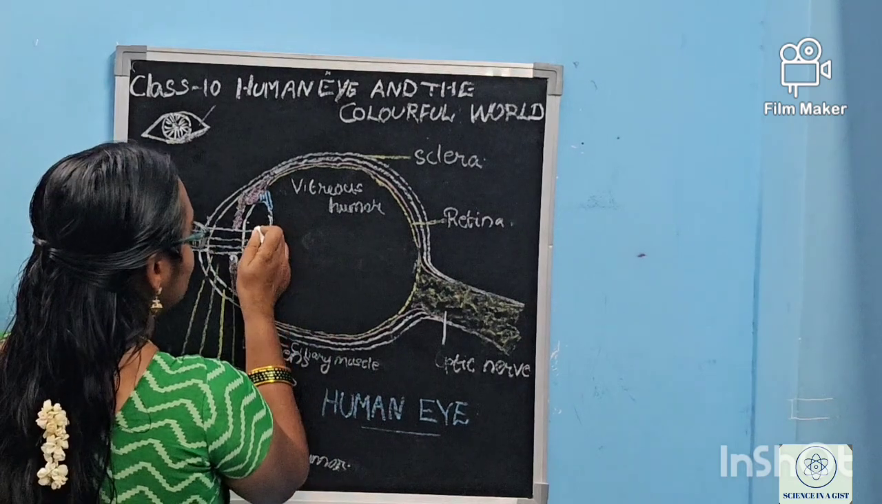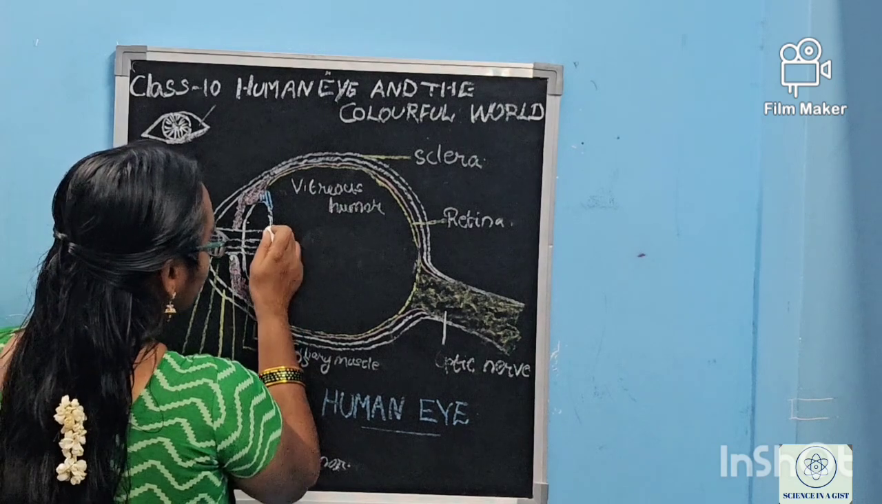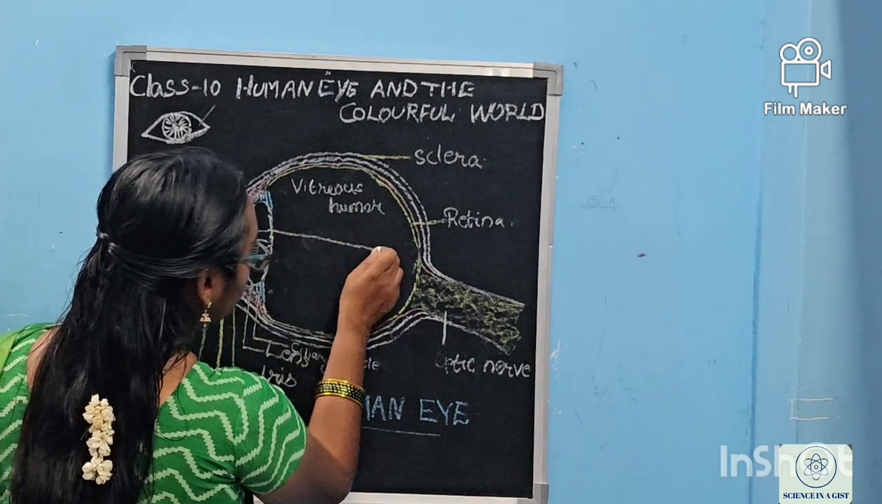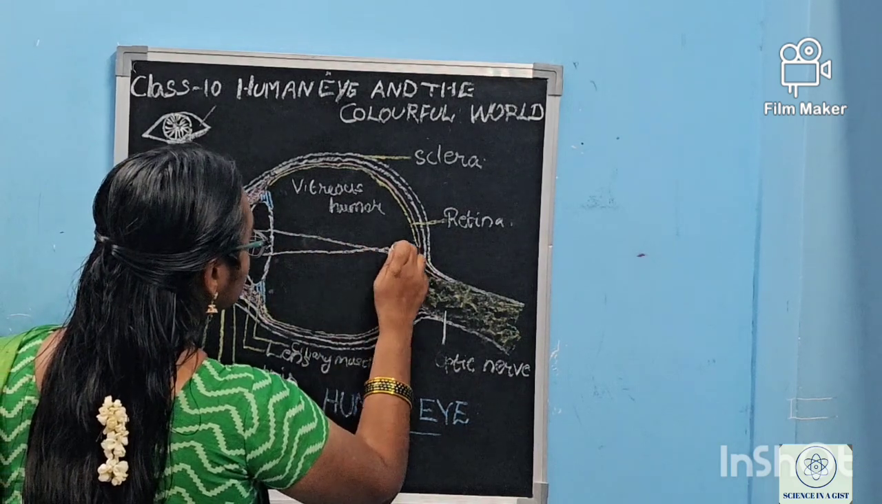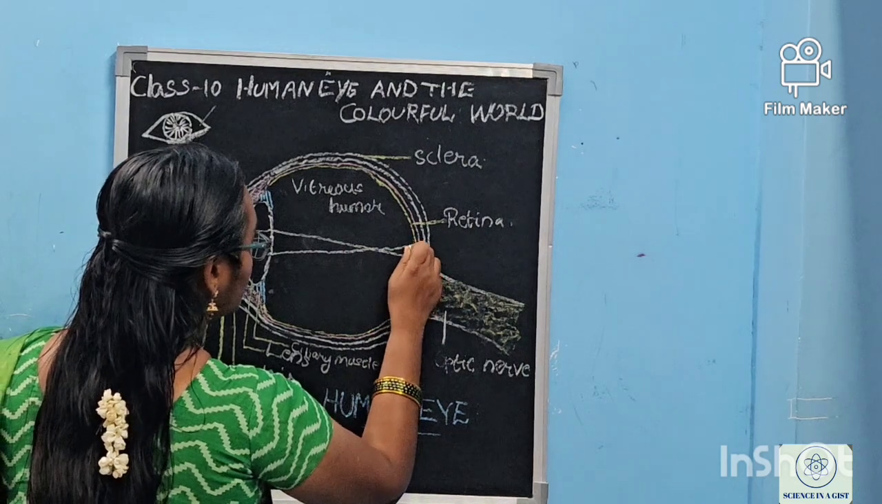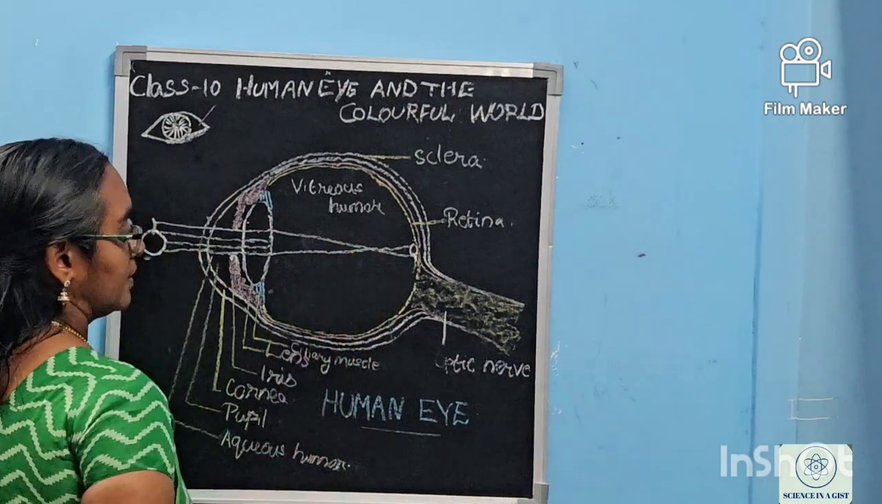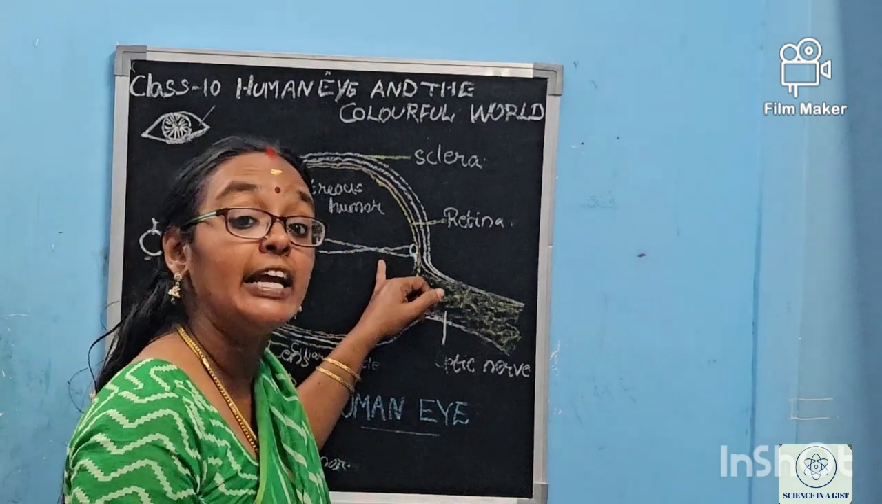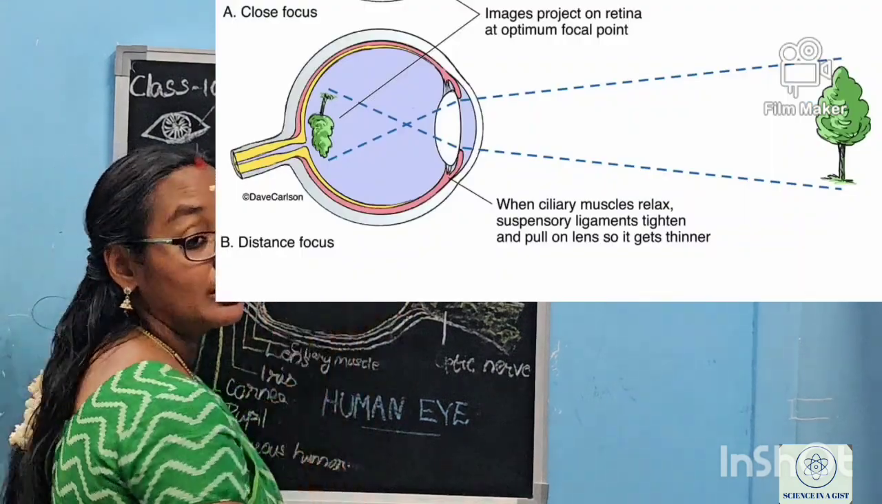This crystalline lens makes the light converge, and it is seen in an inverted manner. Okay ma? It will be seen in an inverted manner.